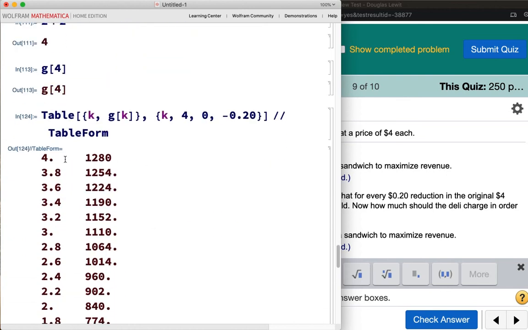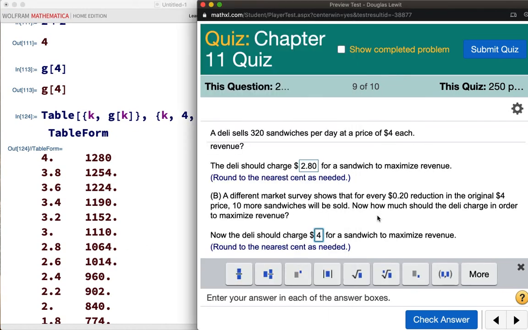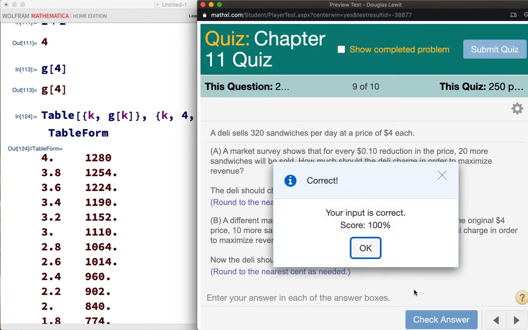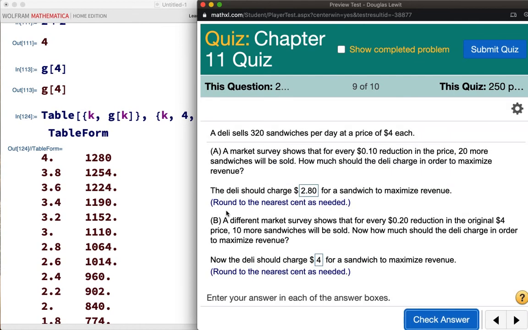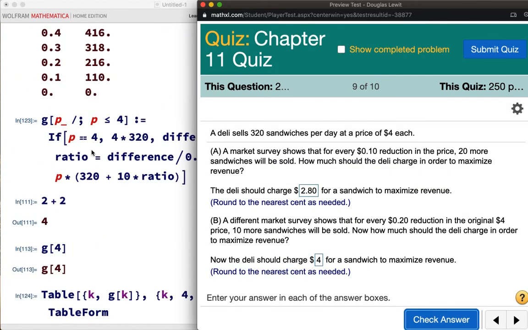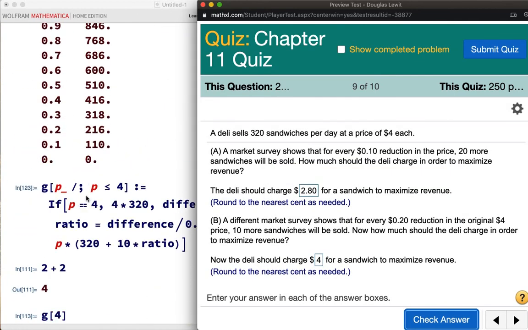So if I charge $4 a sandwich, my profit is 1,280. If I go down to $3.80, 12.54, $3.60, my profits start to just decrease immediately. So it really should be $4 a sandwich. Okay, so your input is correct. Score 100%. That looks good. So yeah, just be careful, guys, when you define your functions.